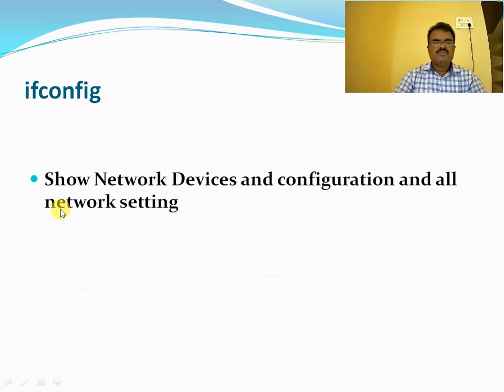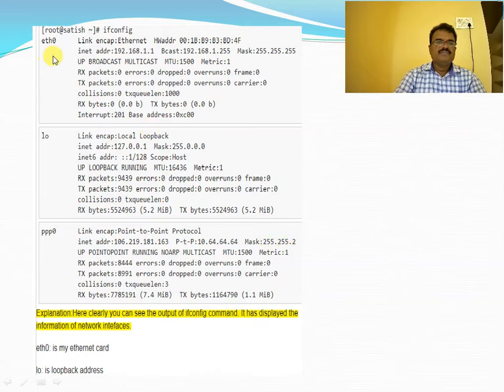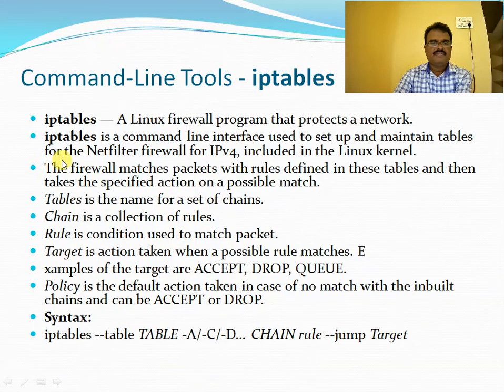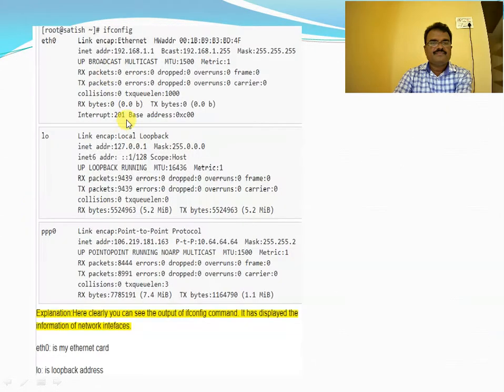So ifconfig also shows the network devices, configuration, and all network settings. So this is the information displayed when we use ifconfig in the Linux prompt. It displays all the information like this. So here is the Ethernet card, lo is the loopback address, and this is PPP, point-to-point protocol. So everything will be displayed by using ifconfig in Linux.